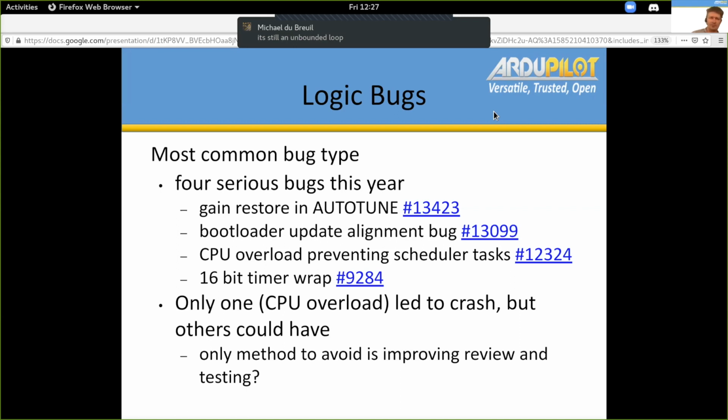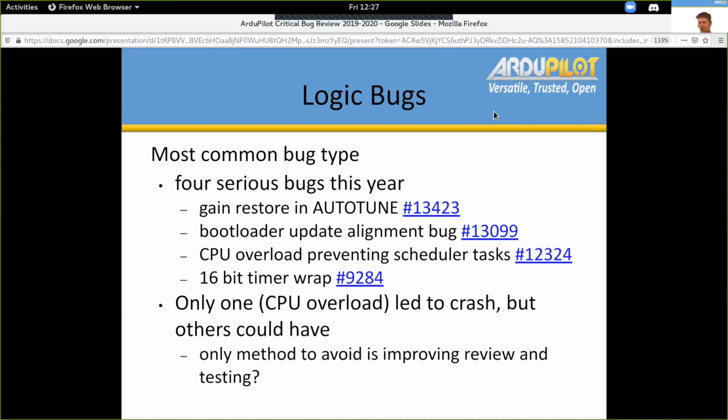So how do we prevent this sort of logic bug? I think these basically have to be caught by code review. There's very little you can do apart from code review.